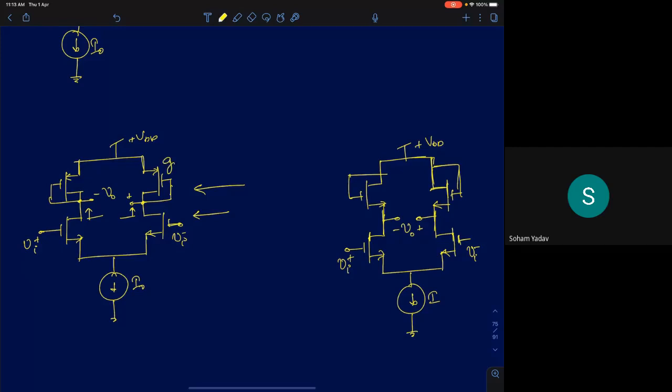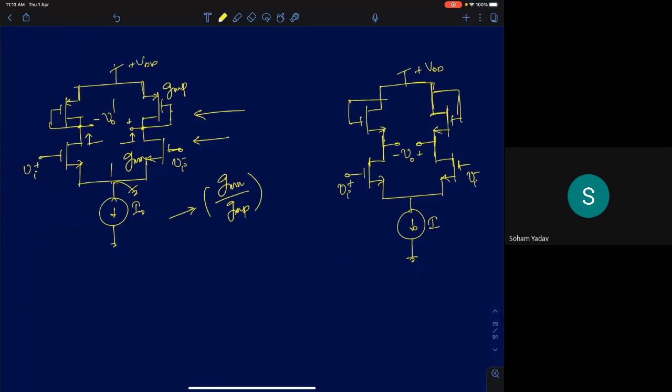So let GMP be the transconductance of the PMOS, GMN be the transconductance of the NMOS. So then what will be the differential voltage gain? See, differentially this node comes to AC ground, so directly you can do a half circuit analysis. So it will be GMN upon GMP. So what is the advantage of this amplifier? Does the gain of this amplifier depend upon the bias current? No, right?